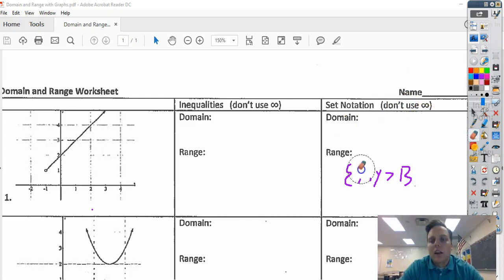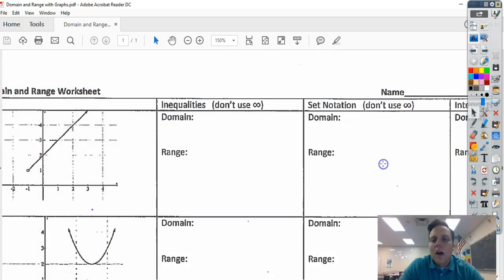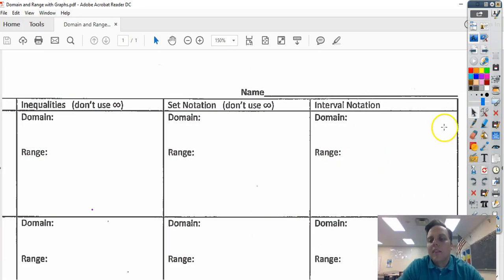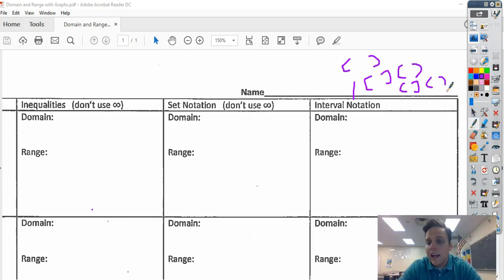Now, interval notation is a little bit different. Instead of using greater than and less than signs, you use brackets and parentheses. So you could have a bracket bracket, a bracket parenthesis, a parenthesis bracket, or a parenthesis parenthesis. So what do these mean? Well, bracket means the numbers are included. Parentheses means the numbers are not included. Okay, such as we had that open circle at -1 for the x value.